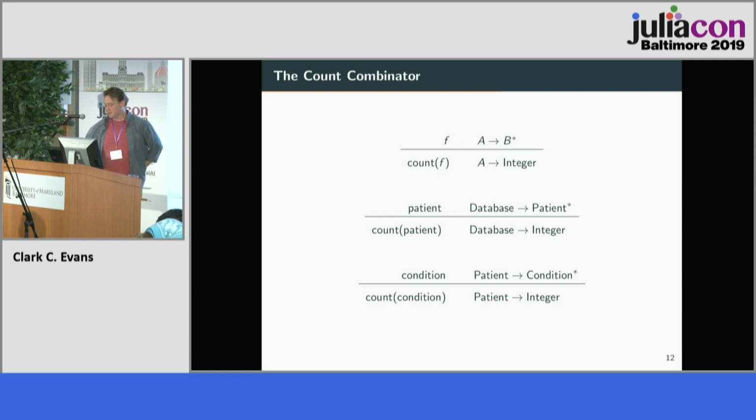Well, the count combinator takes any function f, going, let's say, from a query A to B star, and it converts it into count of that query, which would go from an A to an integer. So since we know that patient goes from database to the number of patients, we know that count of patient goes from a database to an integer. Since we know that condition is a query from patient to condition star, we know that count of condition is also a query, and it goes from patient to integer star.